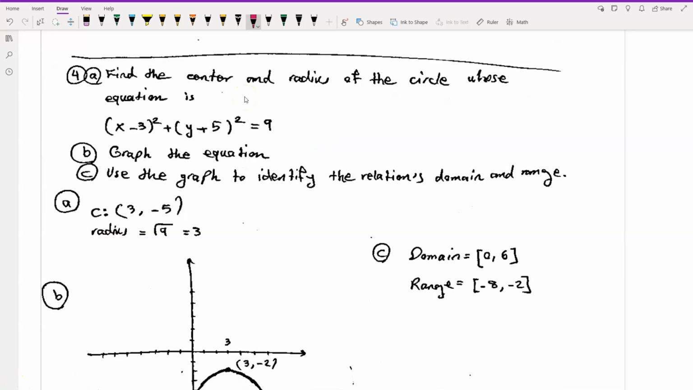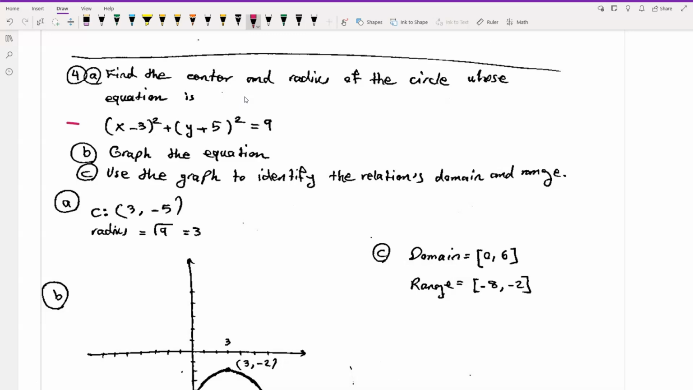Under example, find the center and radius of a circle. This equation is (x − 3)² + (y + 5)² = 9. And then graph the equation. Use the graph to identify the relation, domain, and range.